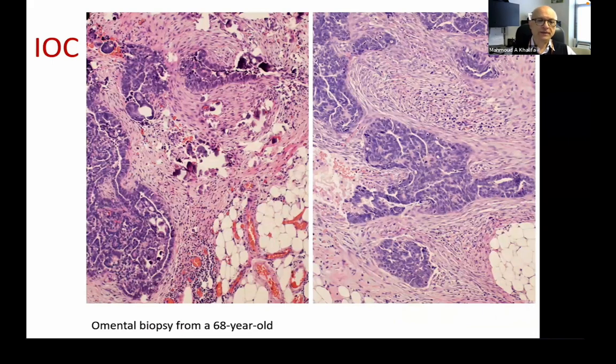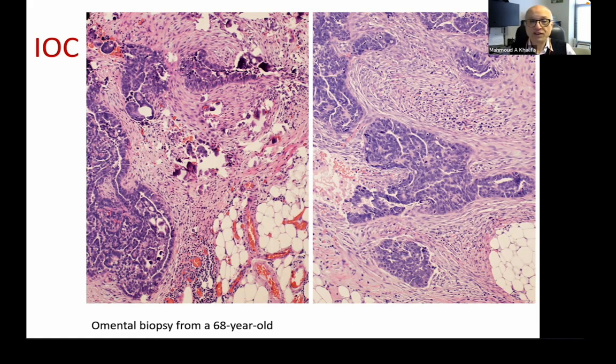What about this? So this is an omental biopsy. They go in, the patient has omental cake, 68-year-old. You see the omentum on the left, you see the cells, and on the right, you can see cells. Is there any doubt in anybody's mind now that this is cancer? Is there a chance this is not cancer? I think we will all agree that this has to be cancer.